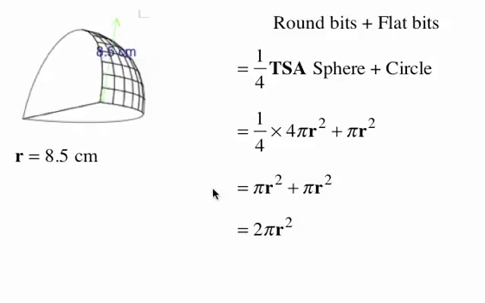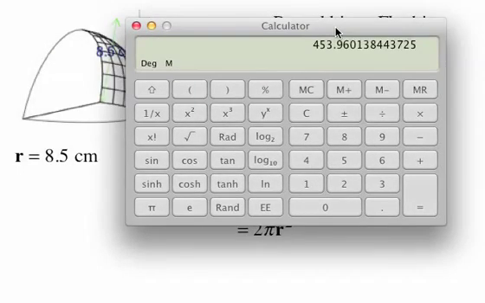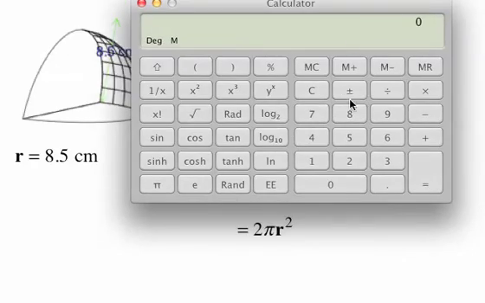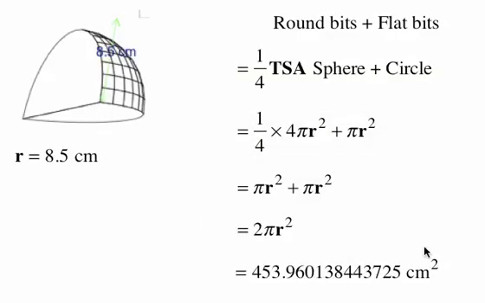Now all we have to do is place the radius in. So we go to our handy dandy calculator, and we're doing 2 pi r squared, where the radius is 8.5. So 2 times pi times 8.5 squared is equal to that number. Okay, so I'm going to copy that, and there we go.